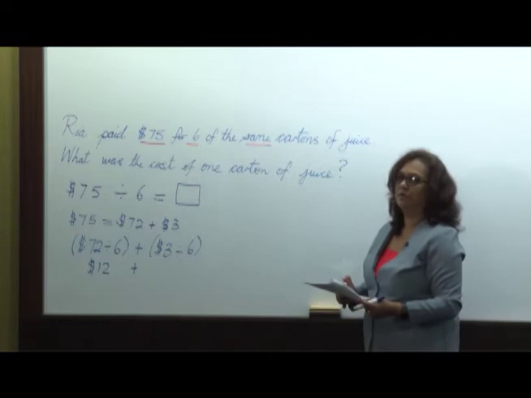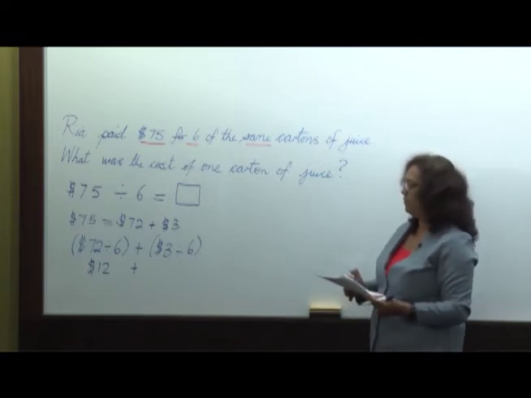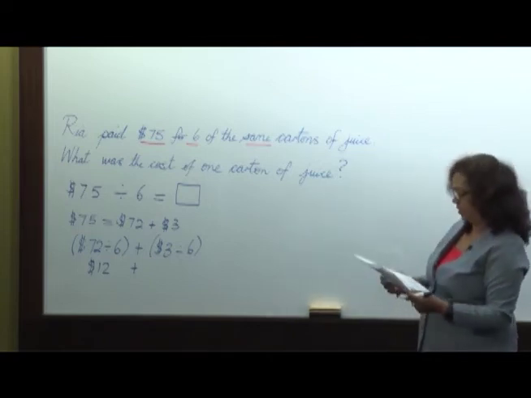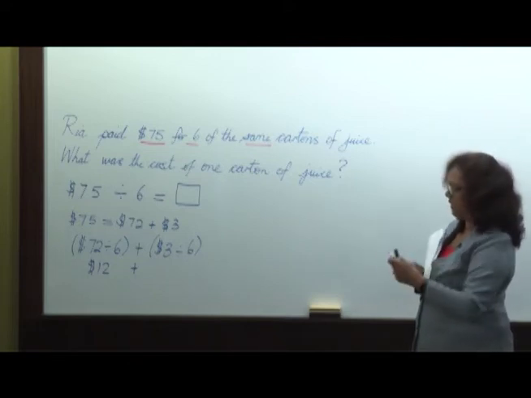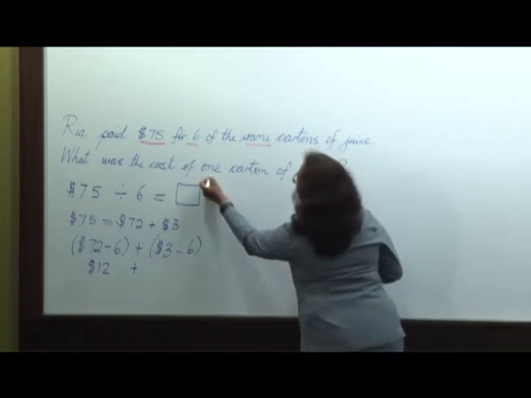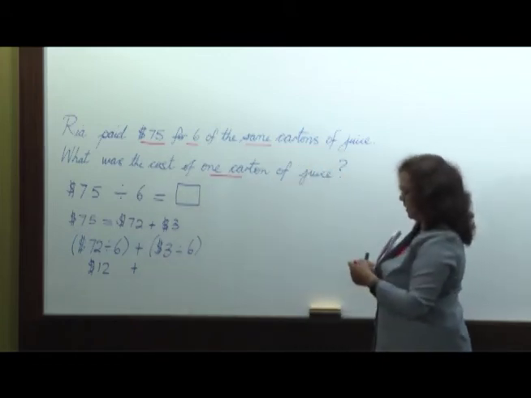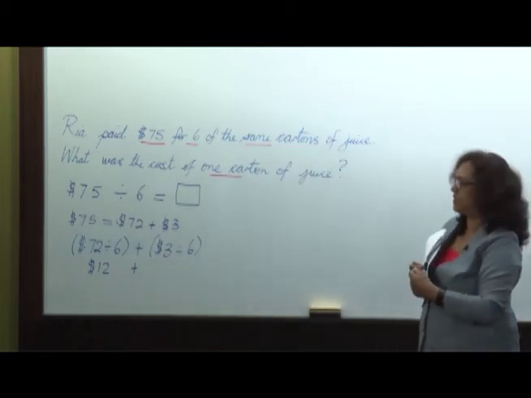What can we do with it? We will need the remainder because we are trying to find out the cost of 1 carton of juice. So therefore, we need to divide. So it is significant. It is important in solving this problem.